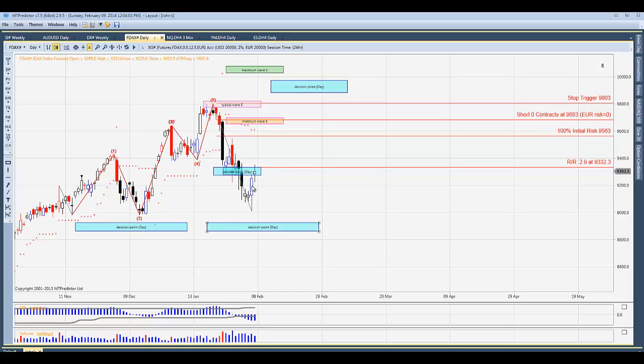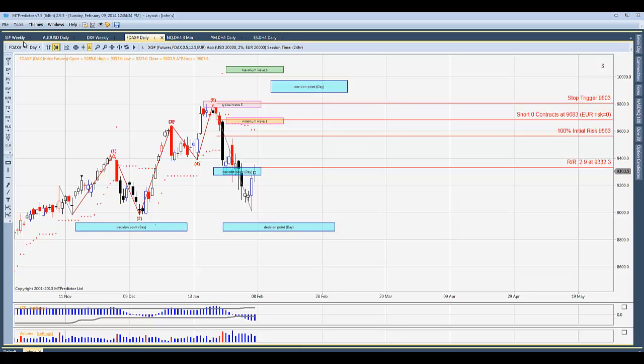So this may also end up rolling over again, and if so, we could see this area down here in the DAX, which would basically end up coinciding with wave 5 down in the US markets. All right, so we'll see how that unfolds or continues to unfold.